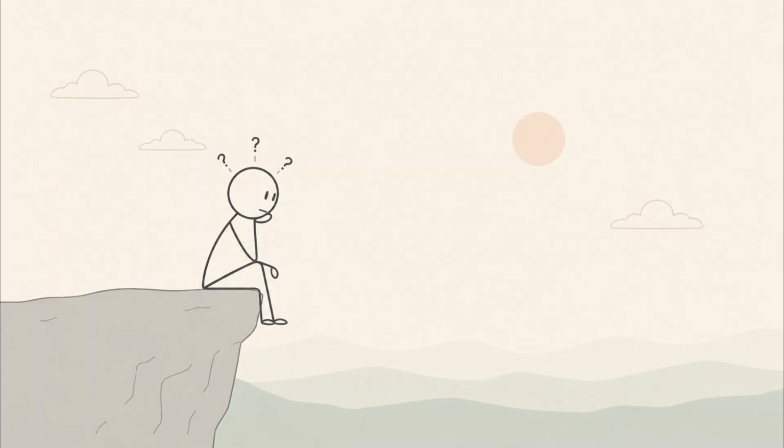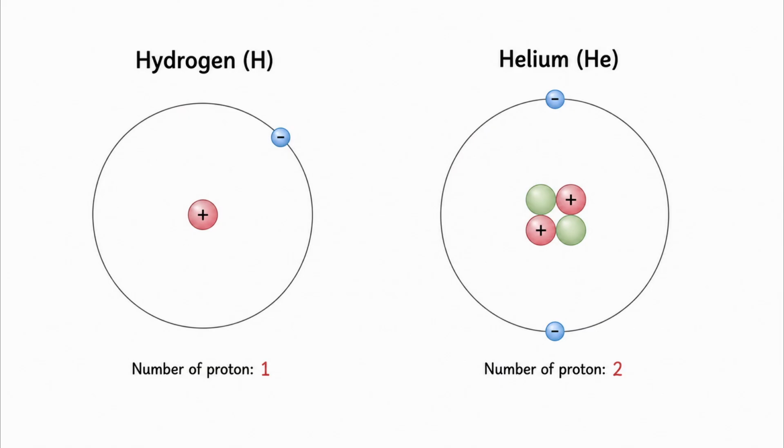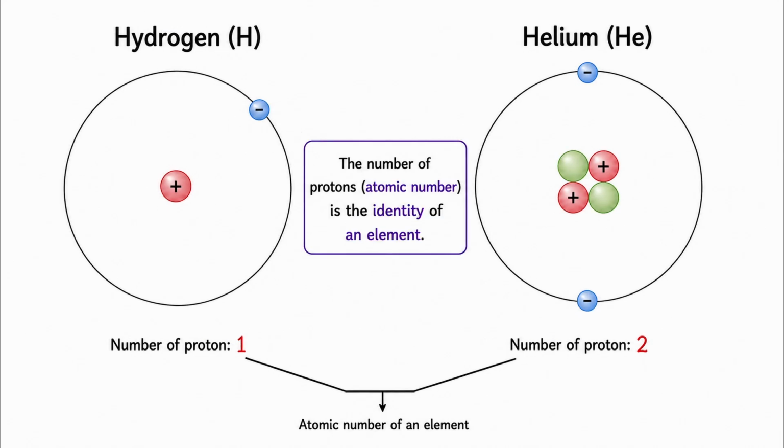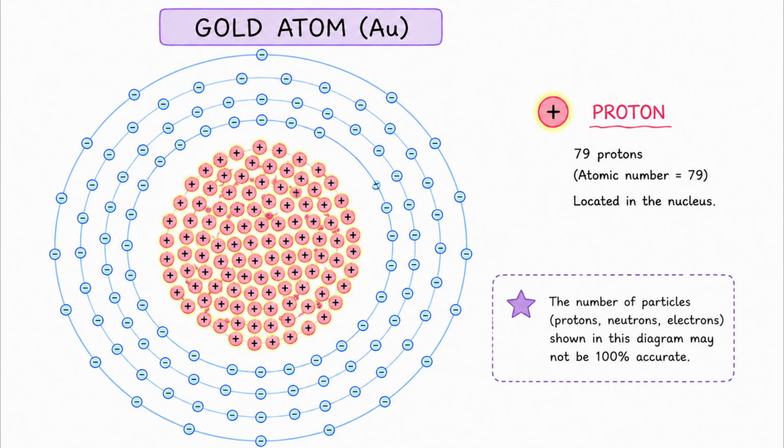So what makes one element different from another? The answer is simple. The number of protons in the nucleus. This number is called the atomic number, and it is the true identity of an element. For example, every carbon atom has 6 protons. Every gold atom has 79 protons.